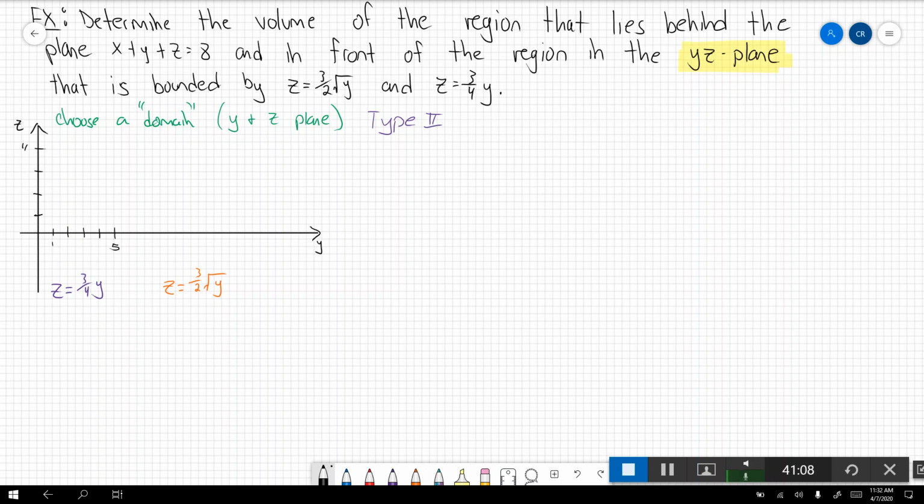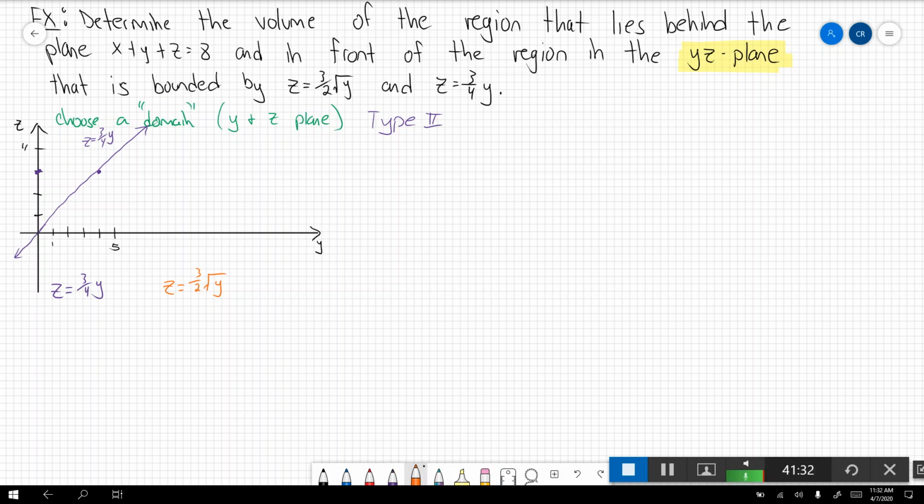All right, so for the first one we go up 3: 1, 2, 3. There we are, and then we go over to 4. Wow, my scale is way off. You know, it's okay. There we are. Draw the line there. Perfect. All right, so that is z is equal to 3/4 y.